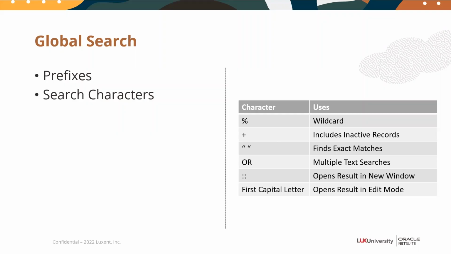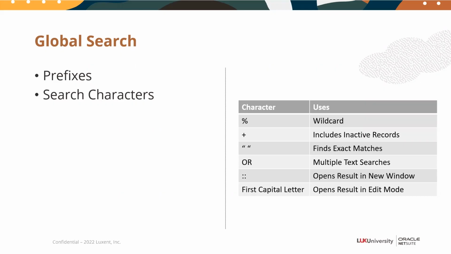A plus sign will include inactive records in your search. This can be useful for finding inactive items or customers or vendors. So if you're looking for a vendor that you've inactivated, but you want to see that vendor record, if you include that plus sign after it, you can search for it in the global search without reactivating it or having to do a saved search on it or anything like that.